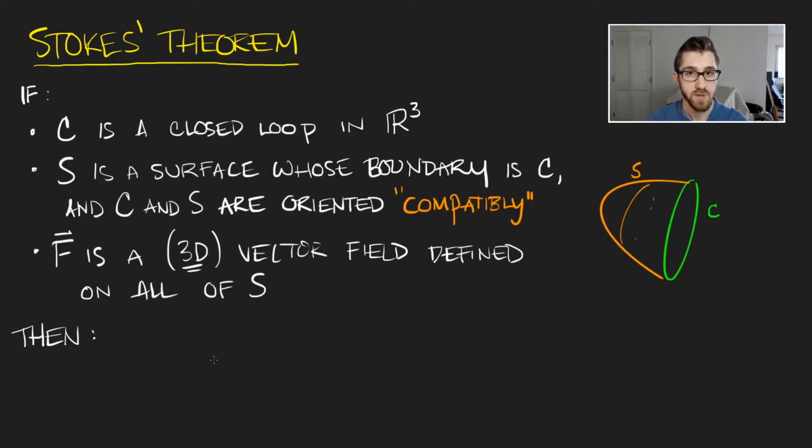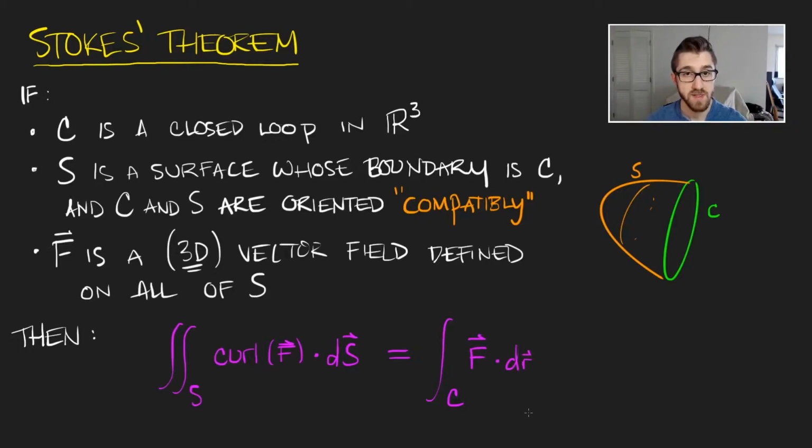And it's an equality between two types of integrals. One of them is a flux integral through the surface S, and it's not of the vector field F, it's a flux integral of the curl of F. Remember that the curl of a vector field is a three-dimensional vector field itself, and so we're taking the flux of that through S. And Stokes' theorem says that that is equal to the line integral over the boundary curve C of F. So that's Stokes' theorem.